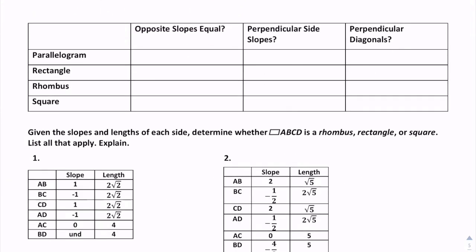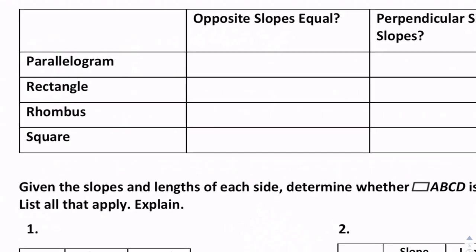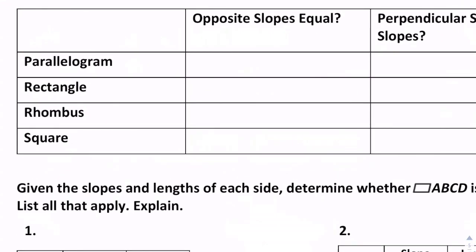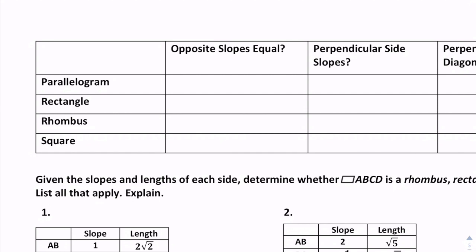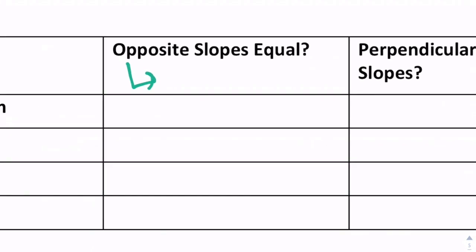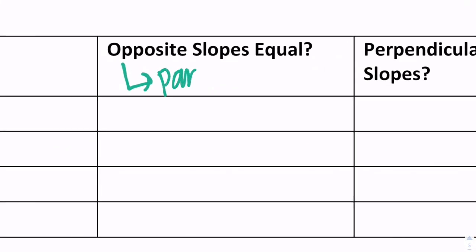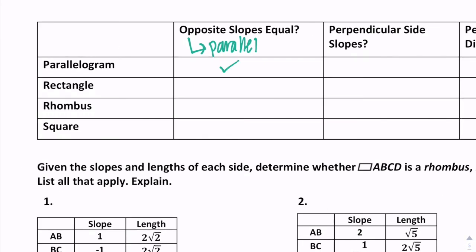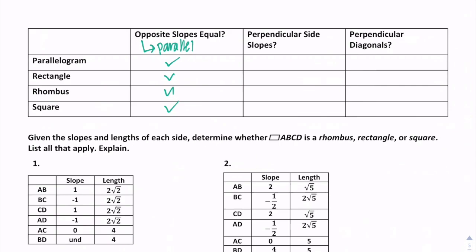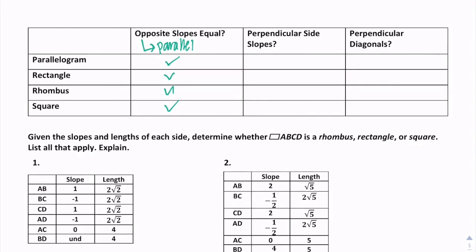Down here, this is kind of just a quick check. If we're talking about parallelograms, do the opposite slopes have to be equal? Well, if opposite slopes are equal, doesn't that mean that these are parallel, right? So are opposite sides parallel? Yes, in a parallelogram. And because a rectangle and a rhombus and a square are all parallelograms, then opposite slopes must be equal in all four.